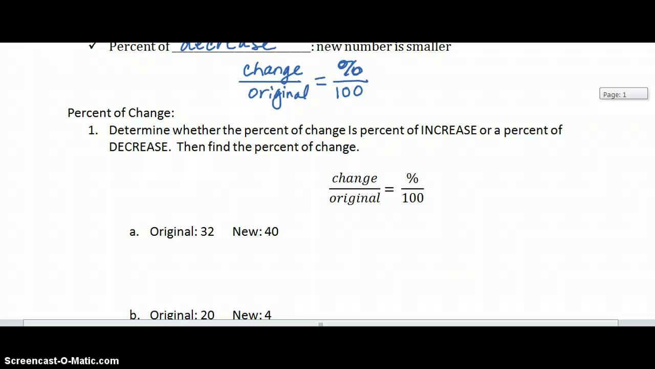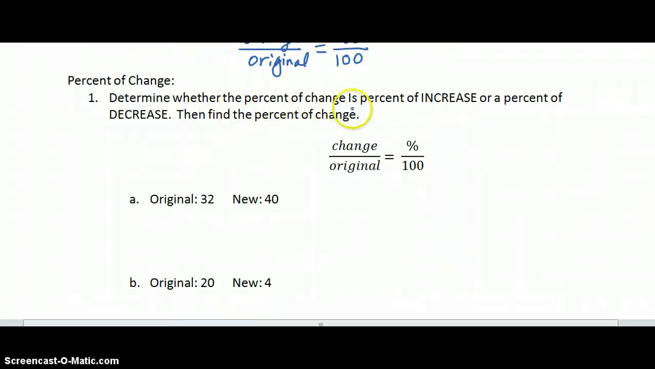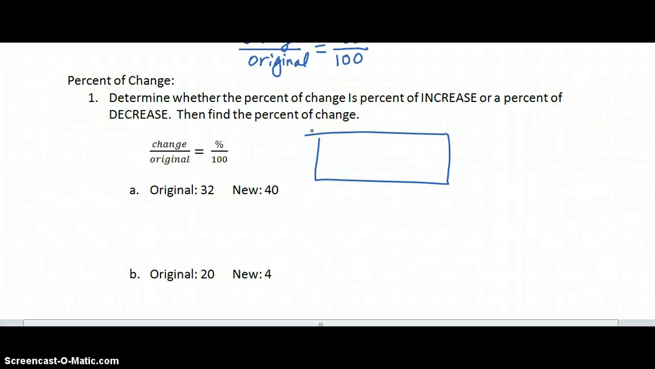All right, percent of change. Determine whether the percent of change is a percent of increase or a percent of decrease, and then find the percent of change. So this is the proportion that we're going to want to use.